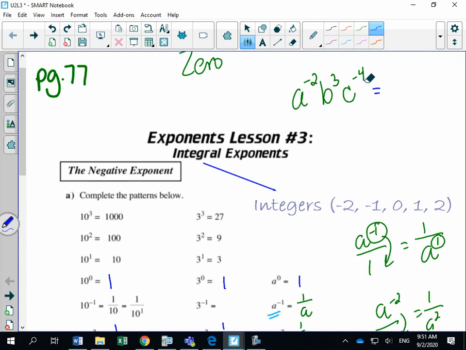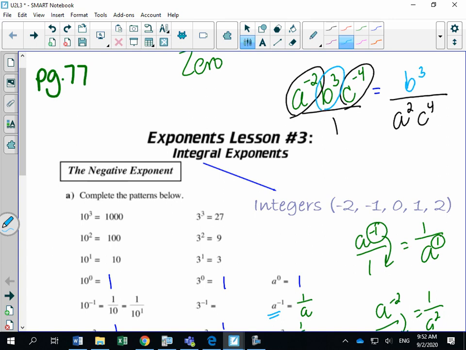Okay. So what you would do is you would say, okay, this is all really over 1. So what I'm going to move down would be this. As soon as you move it to the bottom, that a becomes positive, and this moves down. That c becomes positive. Then the b stays where it is, and because it's already got a positive exponent, it gets to stay in the numerator, and that would be your final answer.